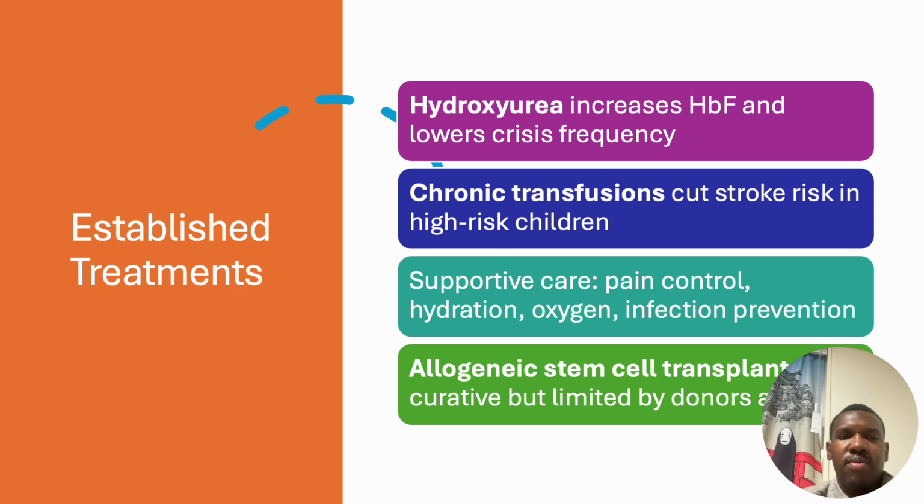When it comes to treatment, hydroxyurea is our first-line therapy. As discussed, it lowers the frequency of the crisis by boosting fetal hemoglobin, and for children at high risk of stroke, chronic transfusions are used to prevent this devastating complication. Supportive care, such as pain control, oxygen, and infection prevention, is equally important. And in selected patients with a suitable donor, stem cell transplantation is curative, although sometimes it's not widely accessible.